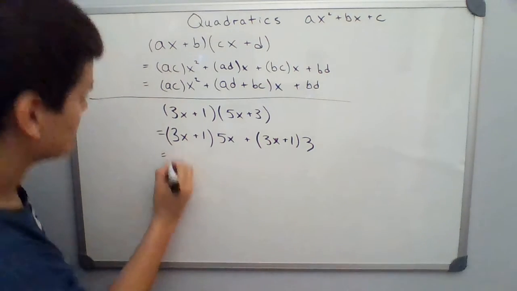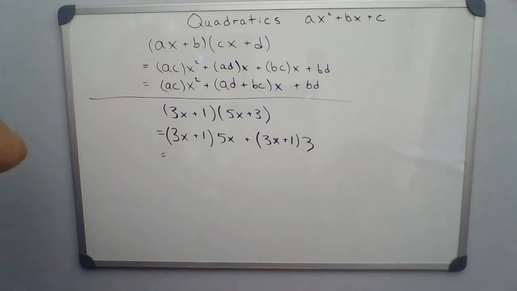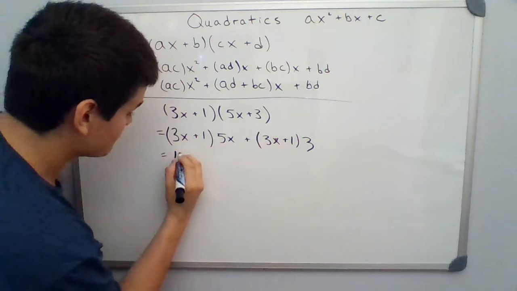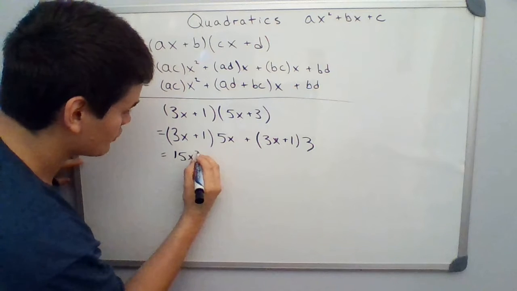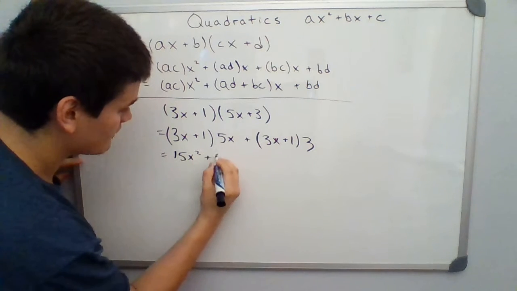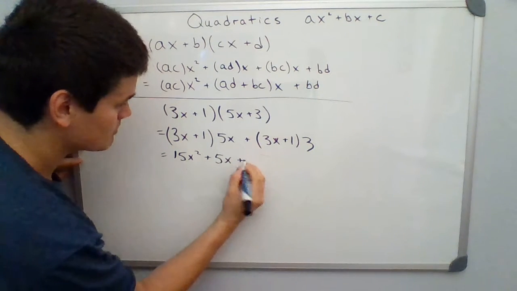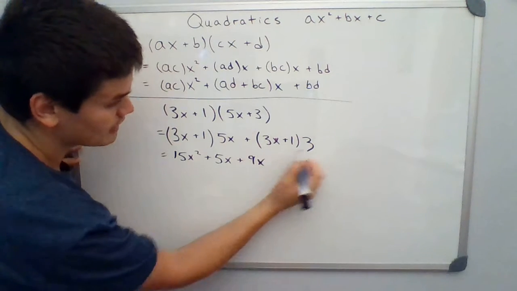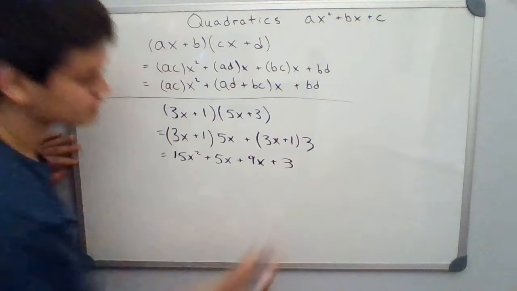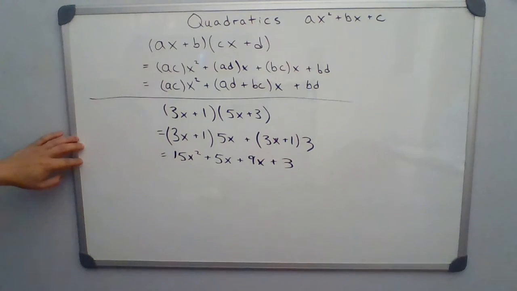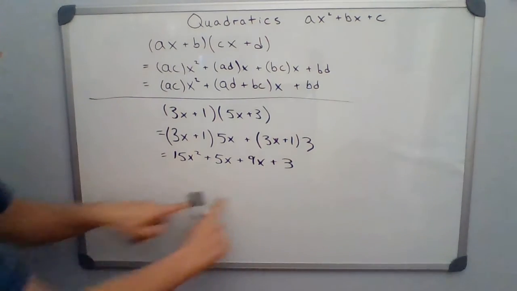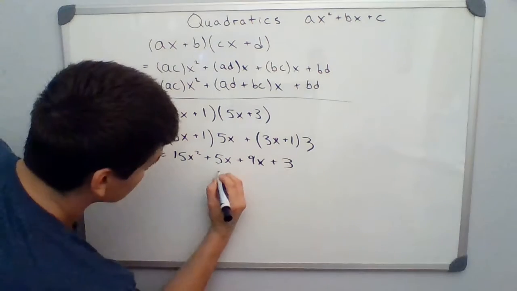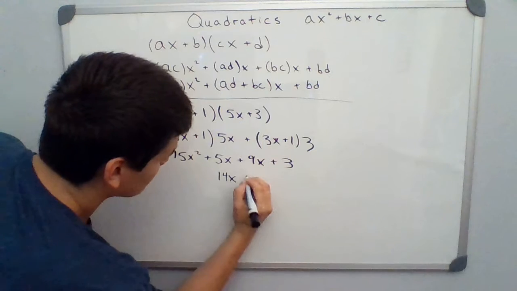And then from there, I distribute into 5x, so I have 15x squared plus 5x plus, and then I distribute the 3 in, so I have 9x, and then plus 3. Okay, and then I would combine those terms, and I would have 15x squared plus 14x plus 3. So I could go ahead and do that too. 14x.